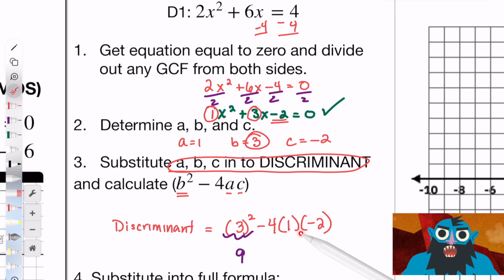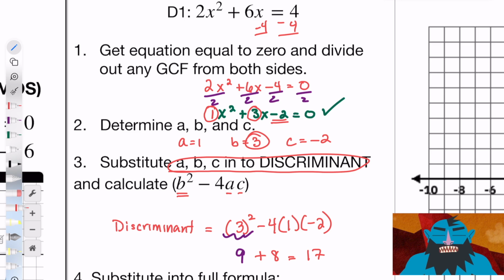Well, what makes me decide? I look to see if I've got two negatives here, because if I have two negatives that I'm multiplying together, then it's going to be a positive as a result. So in this case, I take the negative with it and go -4 times 1 is -4, and -4 times -2 is 8. Add 8. So it's a plus 8. And that just gives me a discriminant equal to 17.